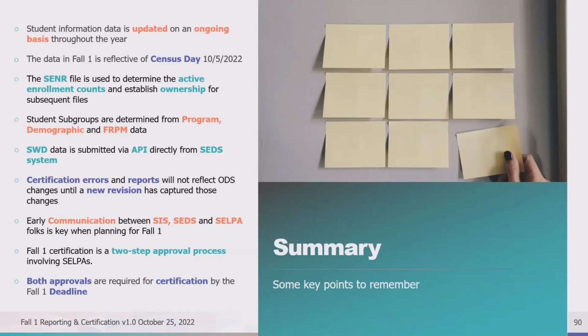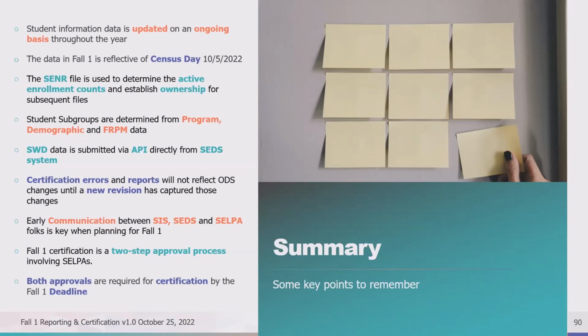Student information changes on an ongoing basis, and so your updates to CalPADS should reflect that as well. The student data for Fall 1 is reflective of Census Day, so keep that in mind. If you're certifying in December, those counts may change because we're looking back to October. So if you're doing records in your local systems, be sure that you're looking at 10/5/2022.